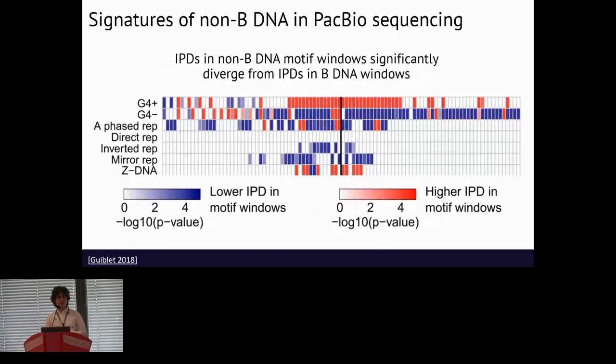Then you can take motif windows of particular non-B DNAs and compare those to B DNA windows, which are windows that don't have any non-B motif. This is a statistic called the interval-wise test, where the deeper the red color, the significantly higher the IPDs compared to a B DNA window, and the deeper the blue, the significantly lower the IPDs than the B DNA window. Just taking G4s, for instance, G4s seem to have elevated IPDs, so longer distances between those pulses on the strand that has the G quadruplex, and lower IPDs on the other strand.